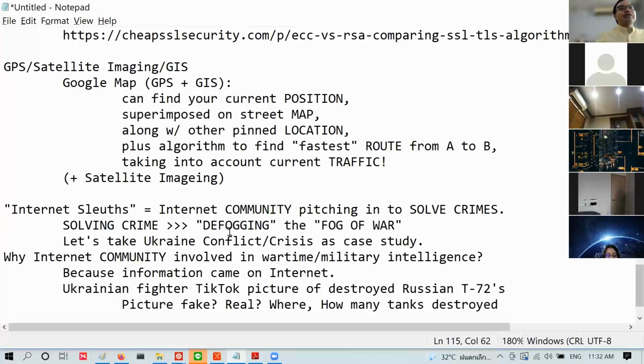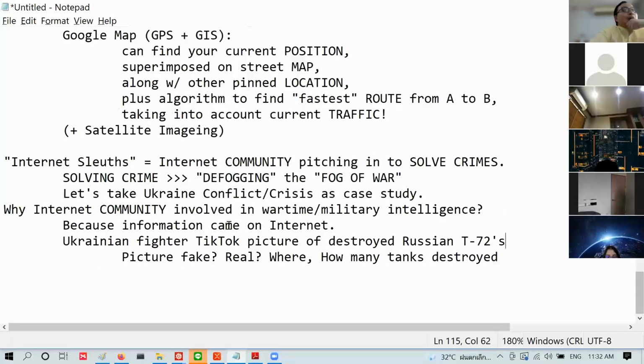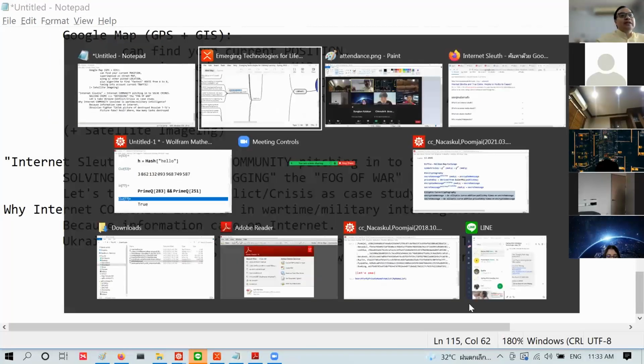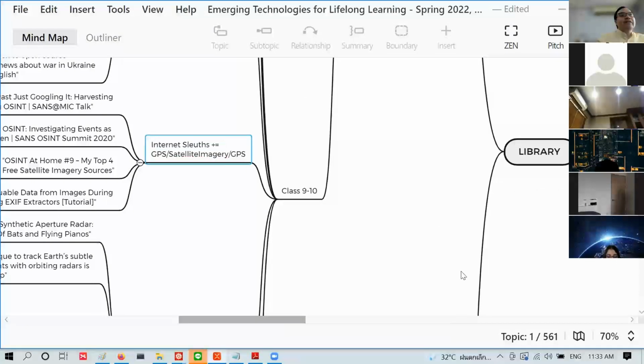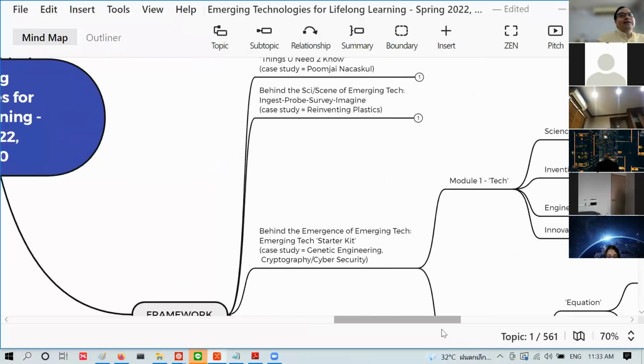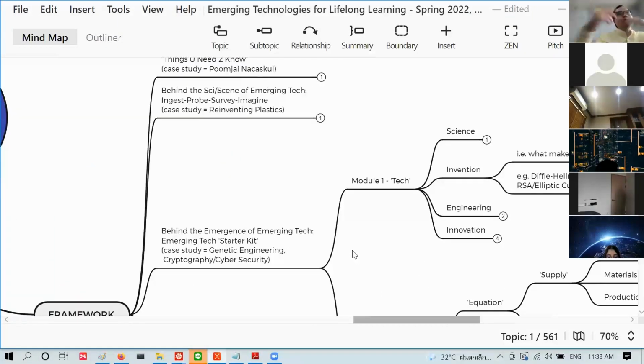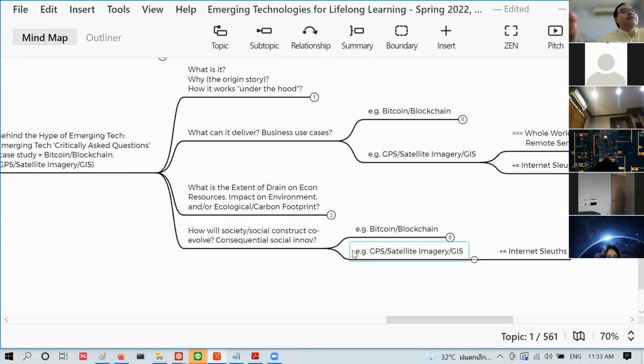That's what we're talking about today. Now, you may not be that into it, but this is actually what's happening to the internet, to society. This is a case study, and I want you to be able to discuss this in essay form, in an exam or whatever. How does the social construct co-evolve? How will society evolve with this?